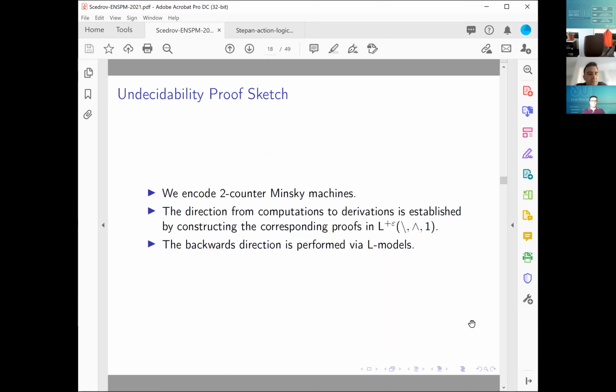So again, no time, but I can give you a sketch of the proof. We're going to encode two-counter machines, okay? From computations to derivations, we have to construct the corresponding proofs in this small calculus. And the backwards direction, from derivations to computations, is very nice. It's totally semantic. It's actually a good exercise in L models, okay?